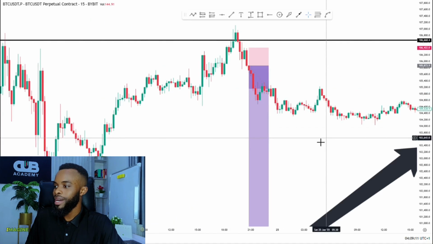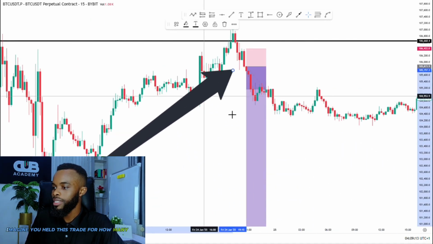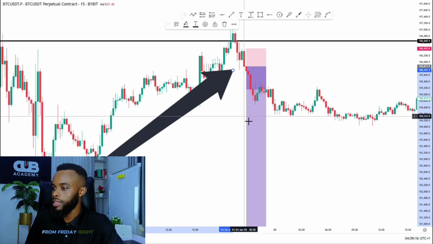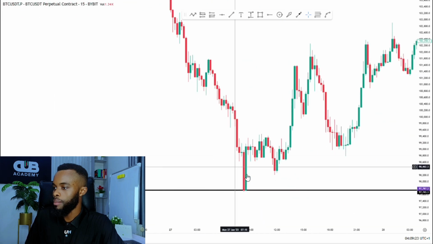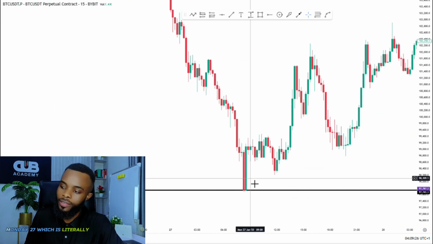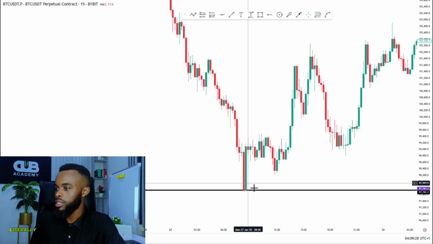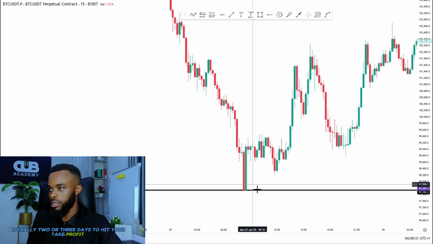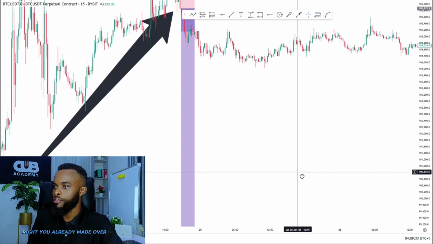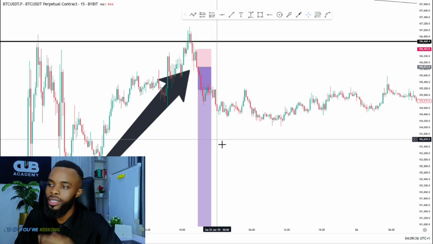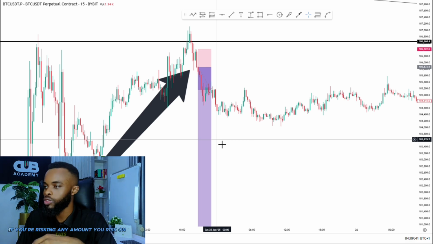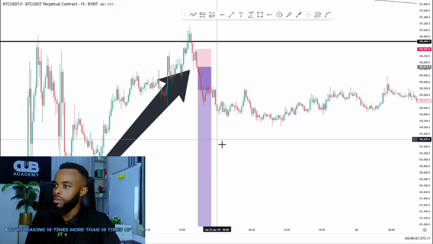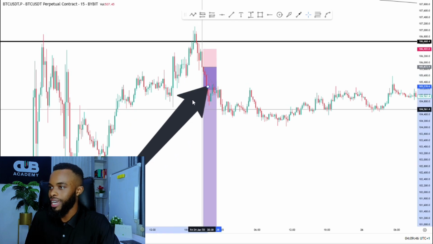So imagine you held this trade for how many days? From Friday 25 January 2025, right? To this day, Monday 27, which is literally 2 or 3 days to hit your take profit. You already made over 14 risk to reward. So if you are risking $100 on this trade, you're making 14 times $100. Whatever amount you risk on this trade, you're making more than 14 times of it, right? So this is for the bearish engulfing candlestick pattern.